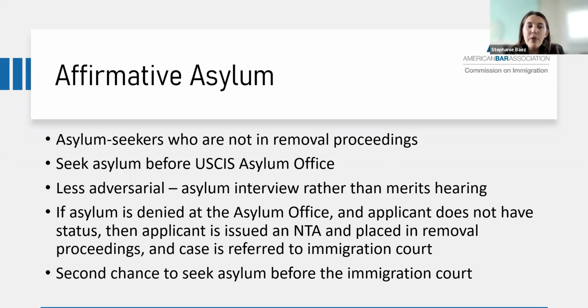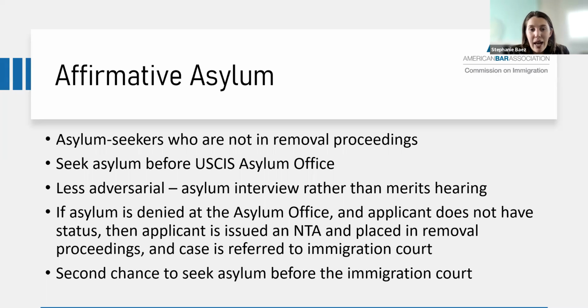They will seek asylum before USCIS. And the process before USCIS is less adversarial. It's an interview with an asylum officer rather than a full-on merits hearing with cross-examination and a more contentious hearing.